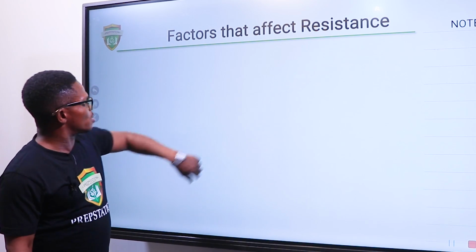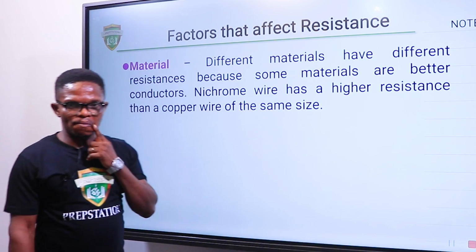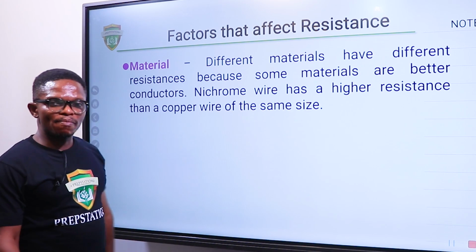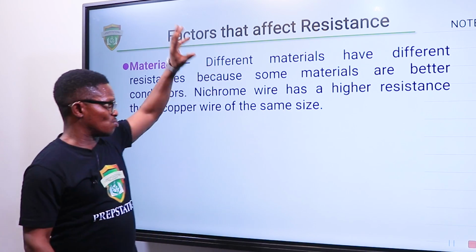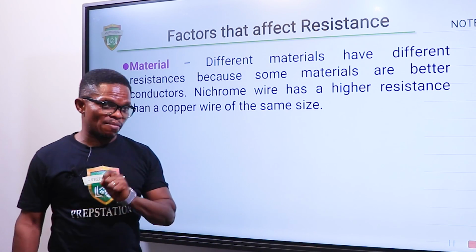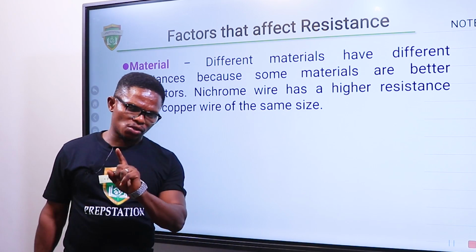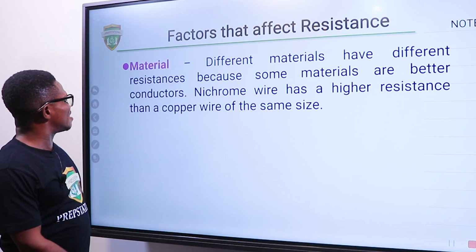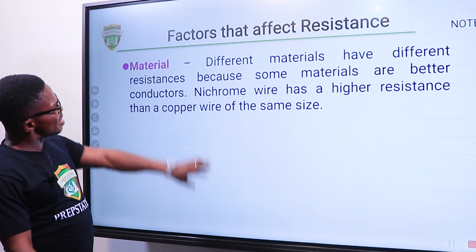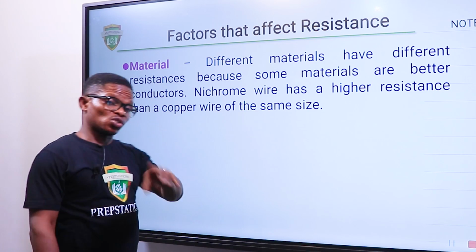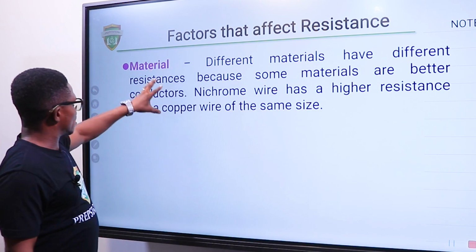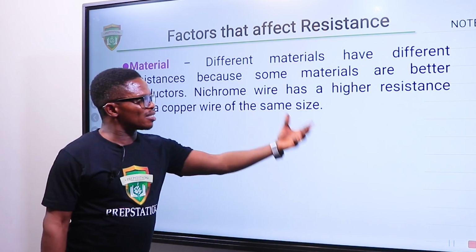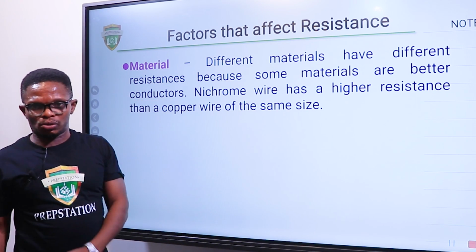Let's quickly look at factor number 3, material. Remember when we started, I gave you 3 categories of material when it comes to electrical conductivity. Let me mention them again: conductor, semiconductor, and insulator. So depending on the nature of the material, it also affects resistance. Different materials have different resistance because some materials are better conductors.